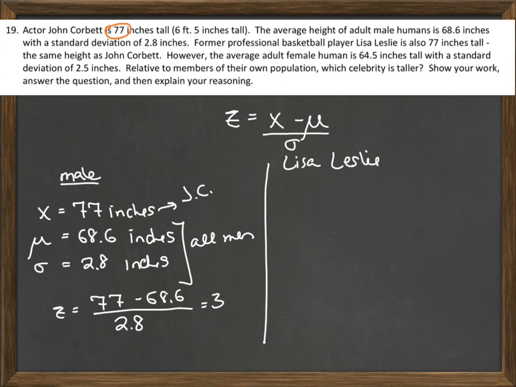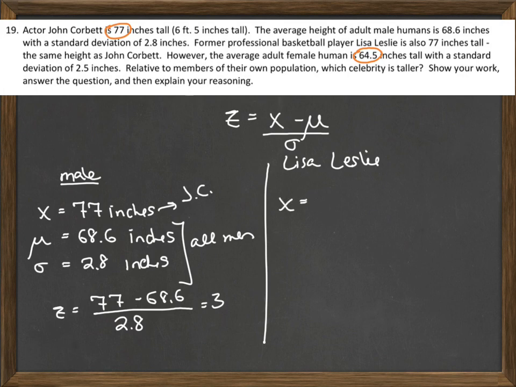Probably took one look at her and be like, we have a job for you. So we take her height, which is 77, right? But now she's a member of a different population. So again, remember, biologically, we have to separate them if we want them to be normally distributed. So the average female human is only 64.5 inches tall, right? That's a little bit smaller than the average male.